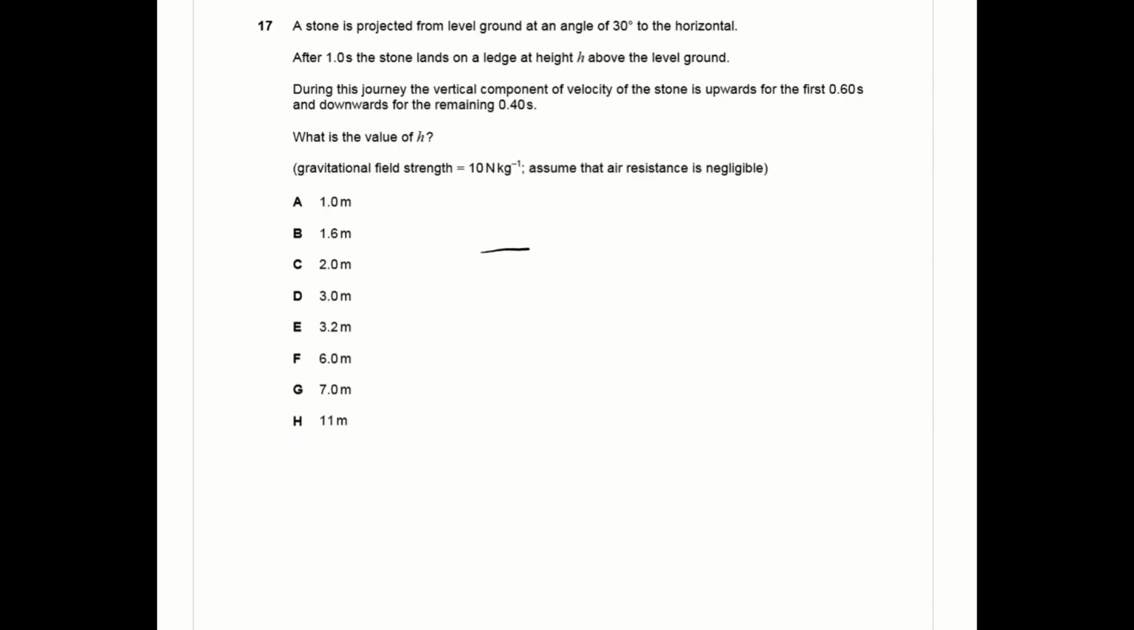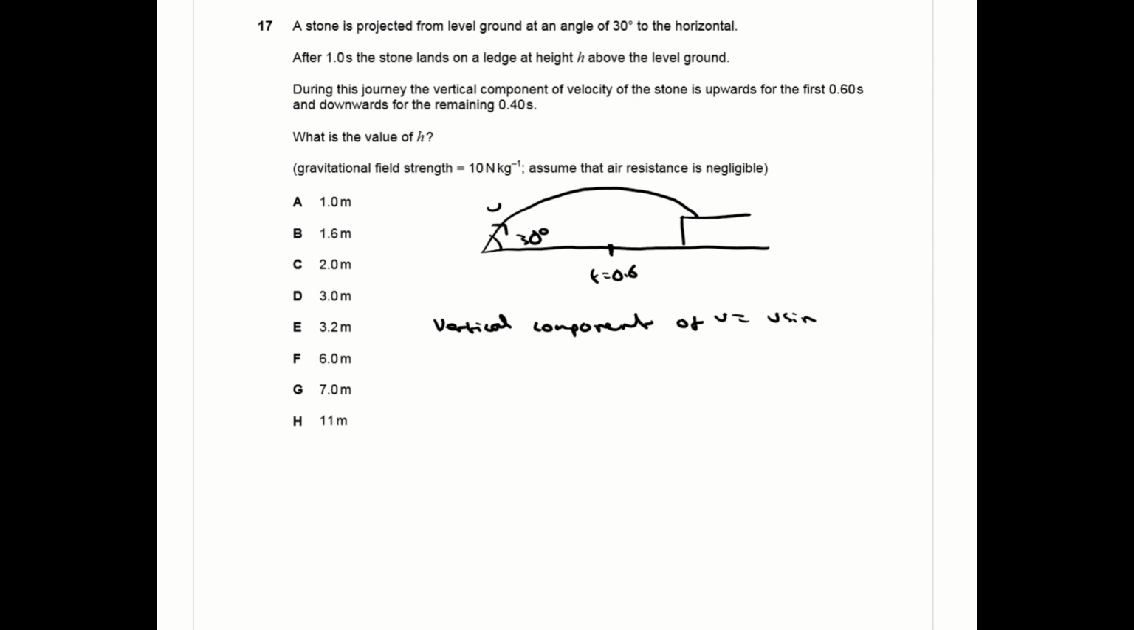Question 17 is a projectile motion question, so you always want to start off by drawing a clear diagram. You're told that the stone is projected at an angle 30 degrees to the horizontal, so the vertical component of the velocity is u sine 30, where u is the initial velocity, which is equal to u over 2. You can then use v equals u plus at vertically, because you know that the vertical speed at the top of the parabola is 0, to work out u as 12 meters per second.